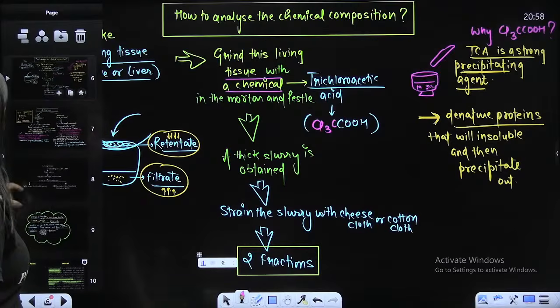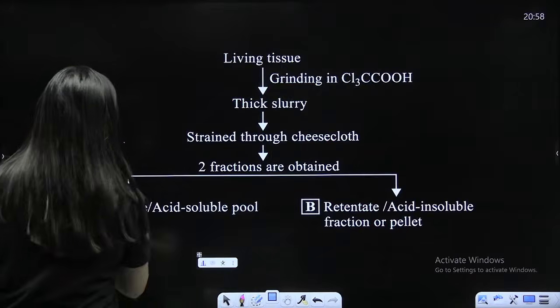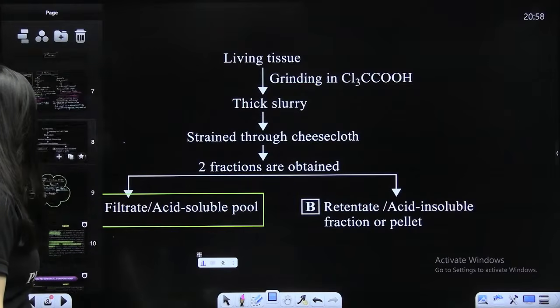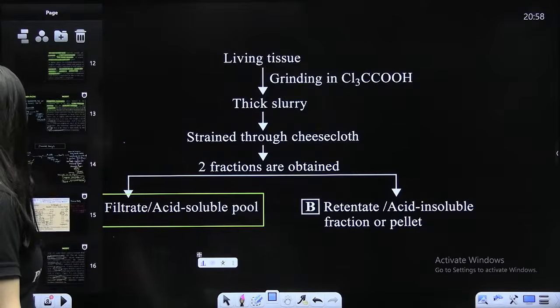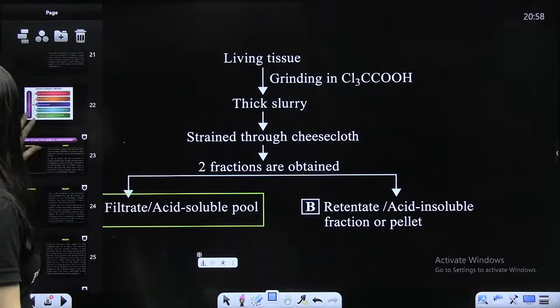So any doubts? Any doubts? So two fractions are obtained. Fast is the trick. What is the trick? Fast is the trick. Done. Now the next part, beta, that we have to understand is the element analysis.